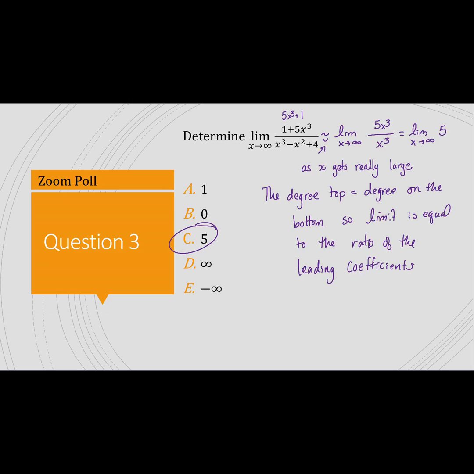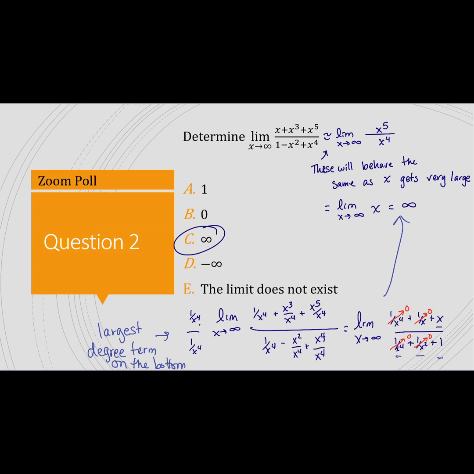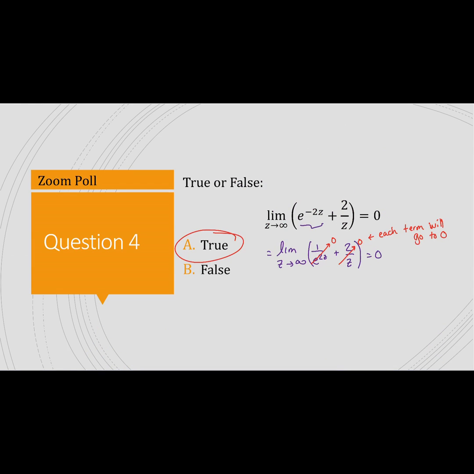And some of you might know that if the degree on the top is equal to the degree on the bottom, the limit is equal to the ratio of the leading coefficients. That is always true with rational functions. In the previous example, the degree on the top is larger than the degree on the bottom, and we go to infinity, and that's true anytime the degree on the top is larger than the degree on the bottom. That again goes back to growth rates. The top of that function is growing faster than the bottom is.